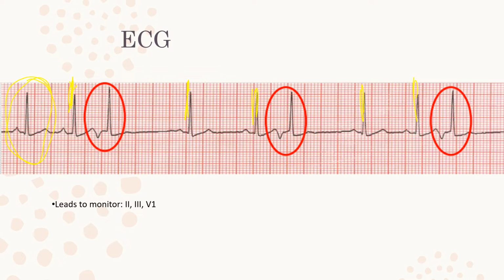Okay? It looks like a PAC, right? But in this particular beat, the P wave is inverted, and our PR interval is less than 0.12. So it comes in early, and we have an inverted P wave with a PR interval less than 0.12. So we're going to call that a PJC.